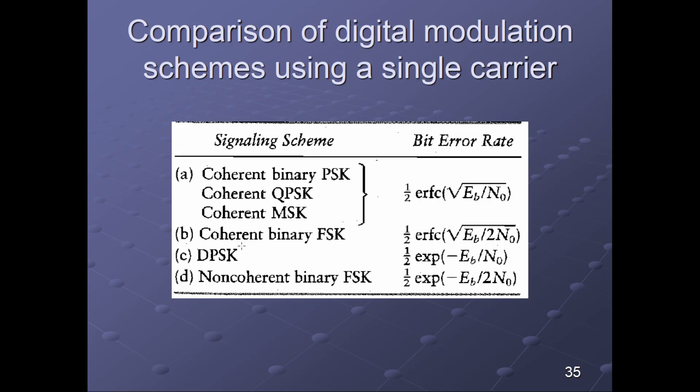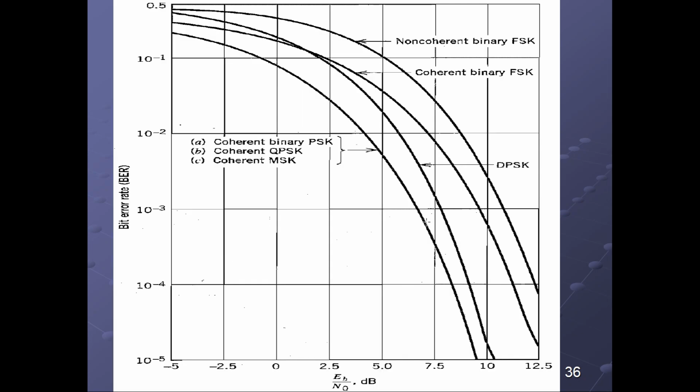After that, this comes. After that, this, then this. Now let's draw them. These are the formulas. Let's simulate them and see the bit error rate performance using MATLAB. These are the best three ones: coherent binary phase shift keying, QPSK and minimum shift keying. They have the same bit error rate.